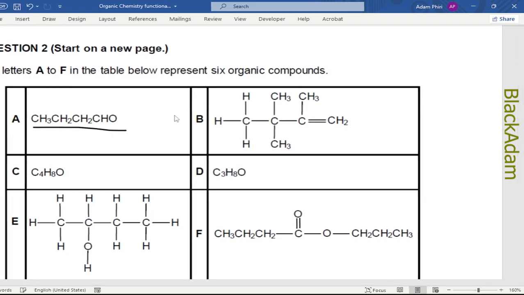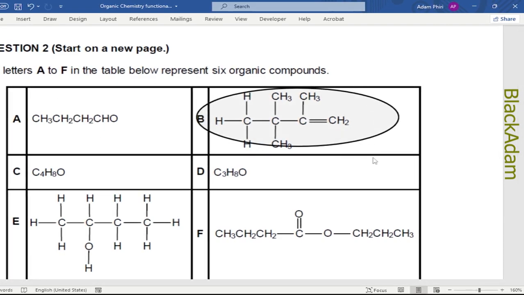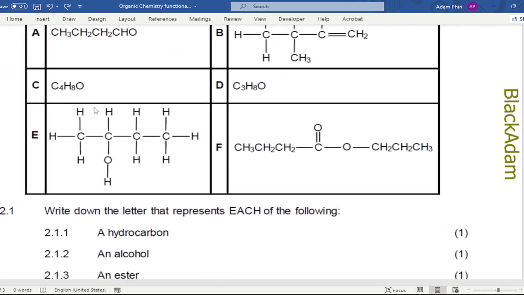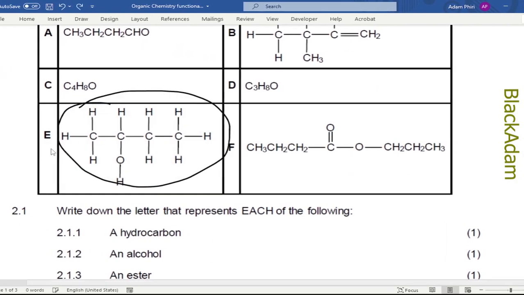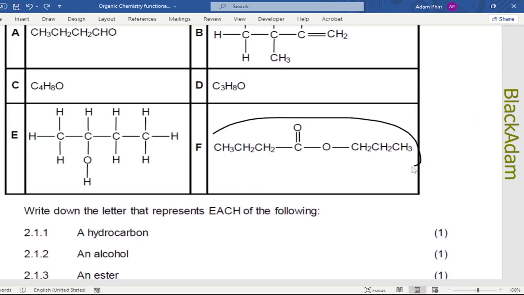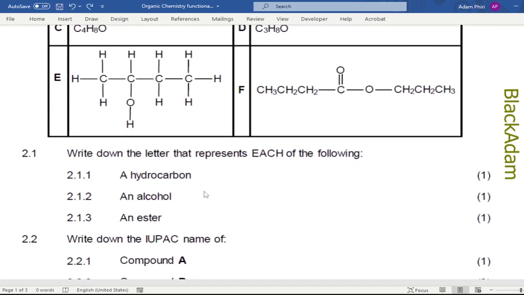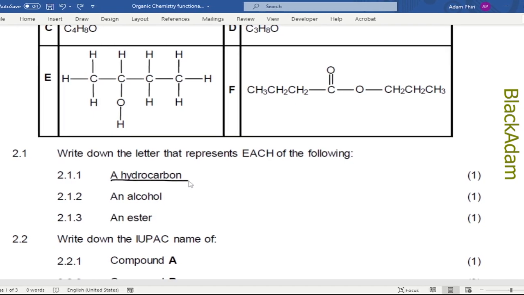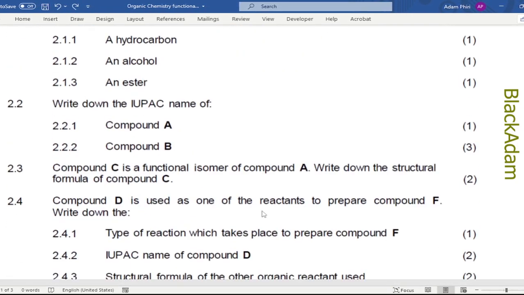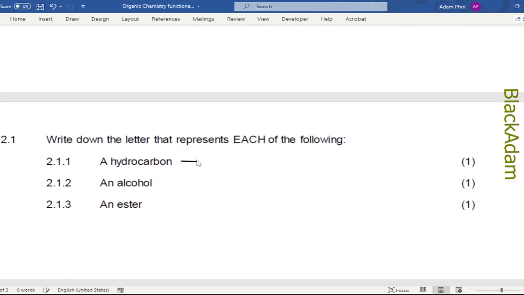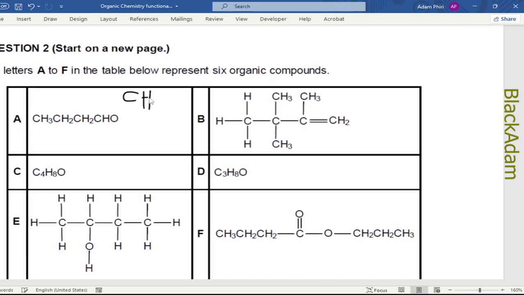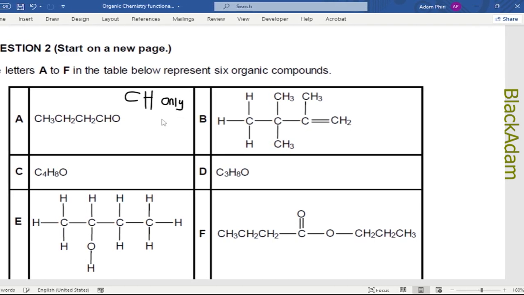Alright, we have a situation with carbon A, and then we have organic compound A, compound B, C, D, compound E, and compound F. And then we are required in question 2.1 to give the letter of each hydrocarbon. That is 2.1.1. So what is a hydrocarbon? A hydrocarbon is a compound composed only of carbon and hydrogen.